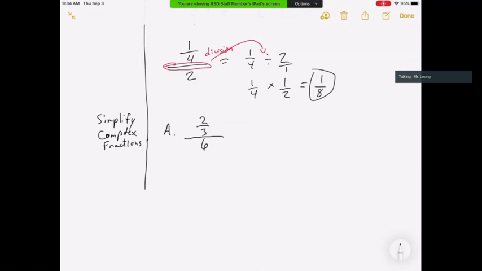Okay, so follow along with me. First step is to rewrite 2/3 divided by 6 over 1. So step 1 is to rewrite the problem. Make sure you write that on the side, rewrite, so you know what you're doing. We're changing, instead of division with a fraction bar, we're doing division with a division sign.